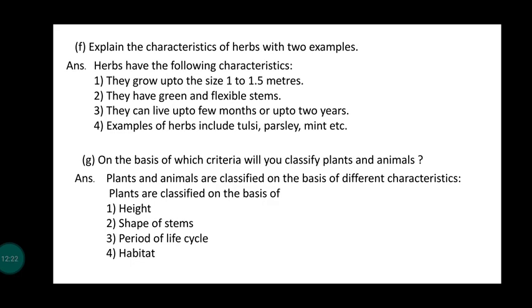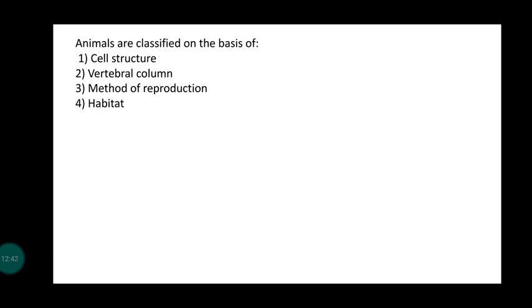Dear students, the seventh answer continues on the next page. That is, they have asked on the basis of which criteria will you classify plants and animals. So this is how the plants are classified. Plants are classified on the basis of these 4 points. And on the next page, there is how animals are classified on the basis of. So the answer of the seventh one continues here.